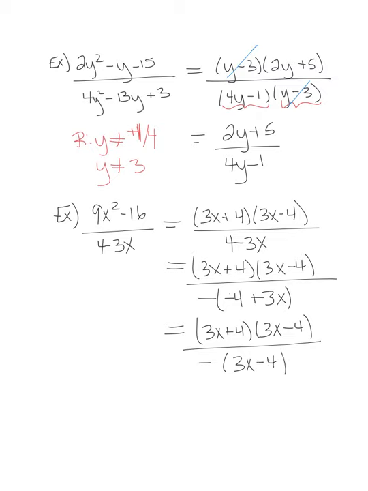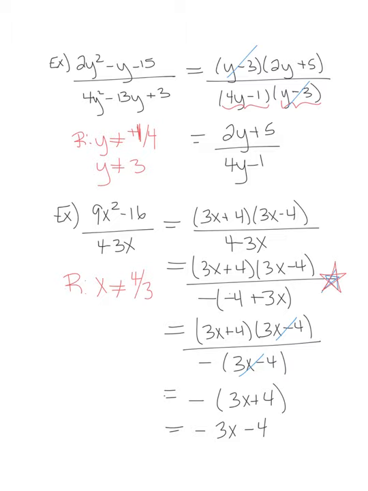If you wanted to cancel it out at this step, I'm okay with that as well. So this and this go away, and when I simplify, I'm left with just -3x plus 4, or if I wanted to distribute that through, a -3x take away 4. And I forgot to do my restrictions. I'm going to go right back up to this line where I factored, and I have x cannot equal a positive 4 over 3. Sorry about that.